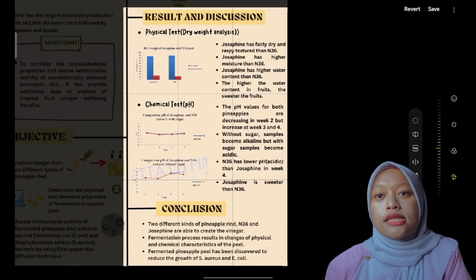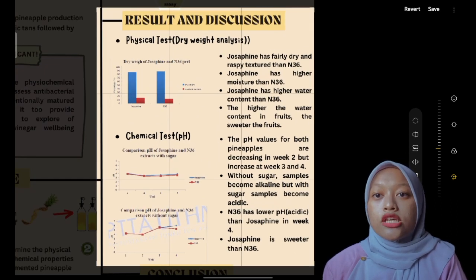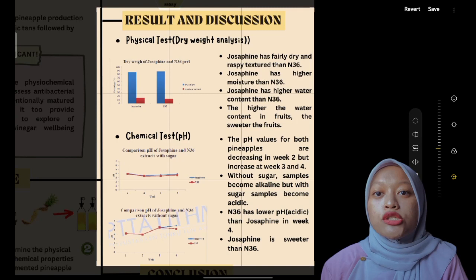For the physical test that is dry weight, we can see on the graph that Josephine has a relatively dry texture compared to the N36, but it contains more moisture than N36. The higher the water content, the sweeter the food will be.